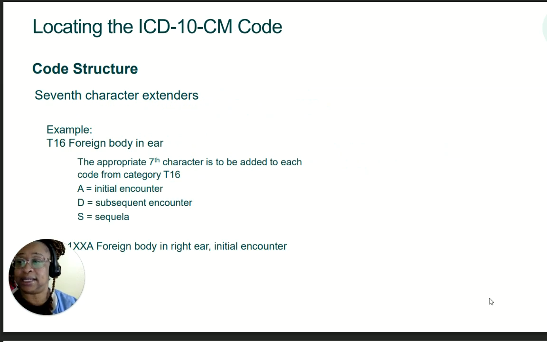7th character extenders. Example, T16 is foreign body in ear. The appropriate 7th character is to be added to each code for category T16. A is for initial encounter, D is for subsequent encounter, and S is for sequela. So we have foreign body in right ear, and it's the initial encounter.